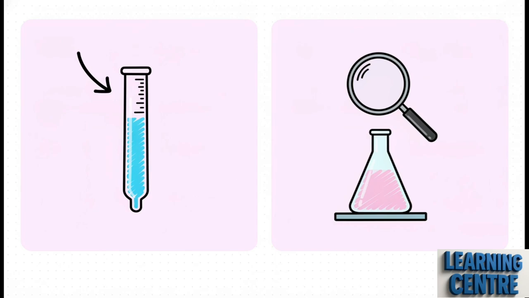First, we have the titrant. That's our known solution, and it always goes up top into the tall burette. On the flip side, we have the analyte. That's the unknown solution we're analyzing, and it sits down below in the conical flask. Just remember, titrant up top, analyte on the bottom.